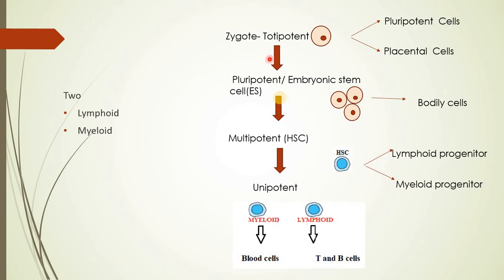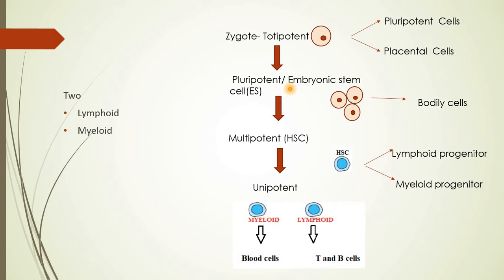Means it can give rise to a large number of cells except the placental cells. Therefore, it is called pluripotent cells. Pluri refers to some. So, the distinction between toti and pluri is that toti can give rise to pluripotent as well as placental cells, whereas pluripotent cells can only give rise to the bodily cells and cannot form any placental cell. Therefore, it is called a pluripotent cell.